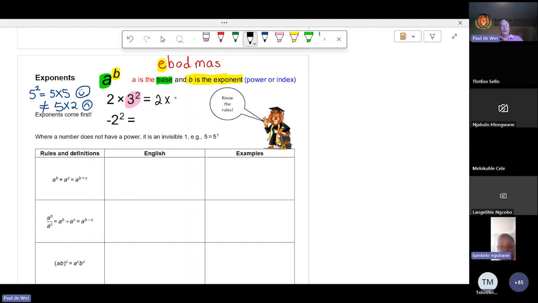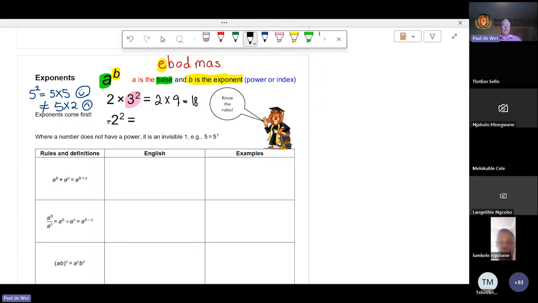Nine. I was very scared I was going to hear 3 times 3 is 6. And I did hear 6. 6 is not right. 3 squared means 3 times by itself. 3 times 3 is 9. It is not 6. It doesn't work like that. Okay. All right. So 2 times 9 is what? 18. Okay.